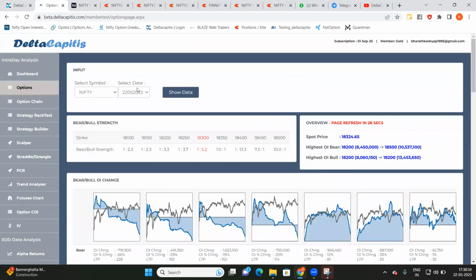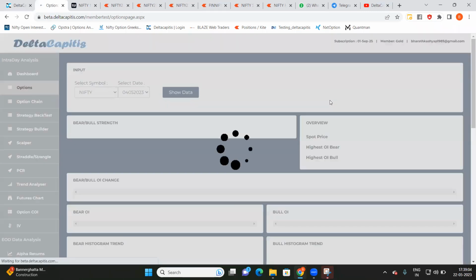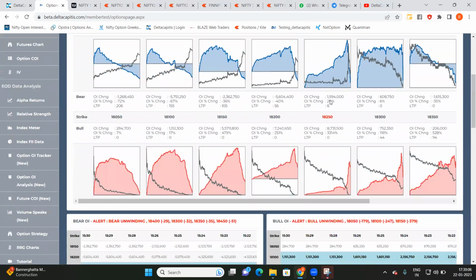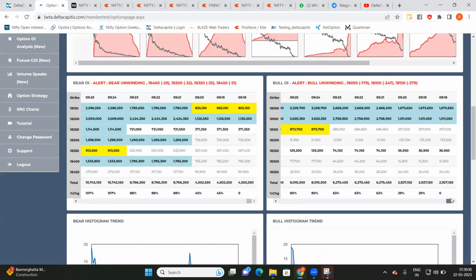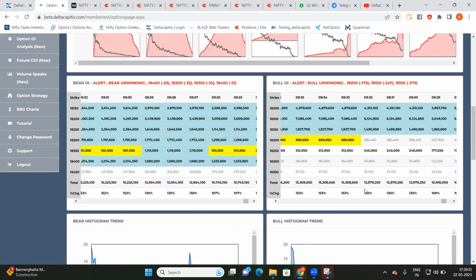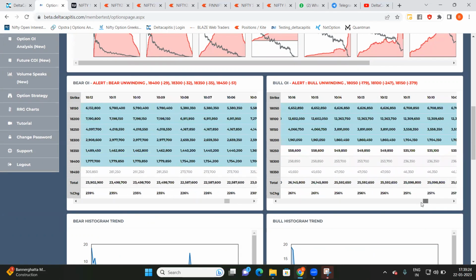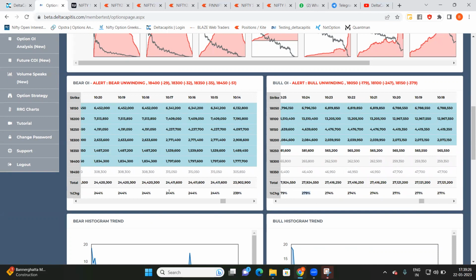We'll take some other example on some other day. Let's randomly take someday, let's say the 4th of May, and we just compare the bulls versus bears. Now on this day, if you see right from 9:30 onwards, 1.3 crore on the bullish side and 1.3 on the bearish side. So the fight between the bulls and the bears is almost equal. As you go further in time, you will see the fight is almost equal, but slightly biased towards the bullish side.